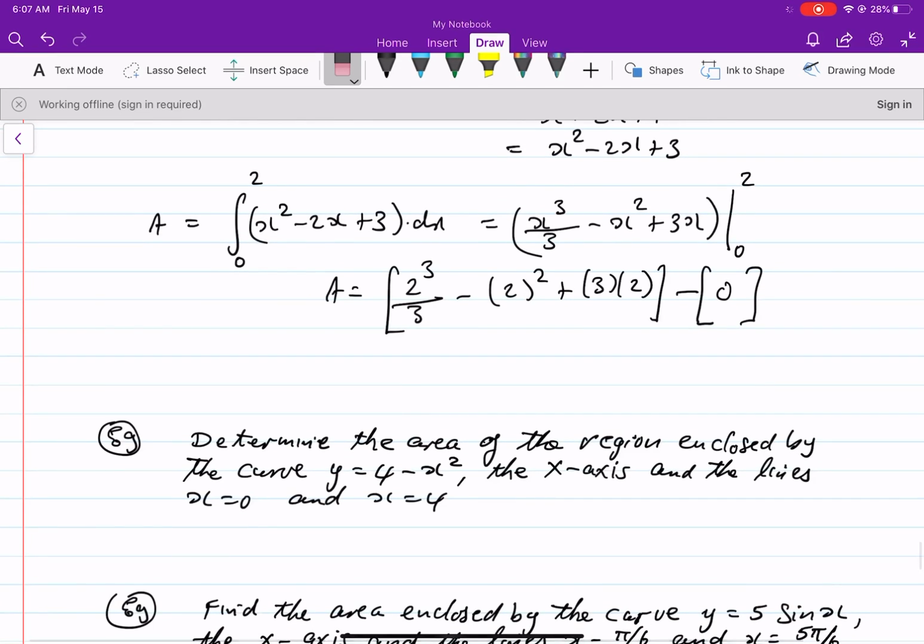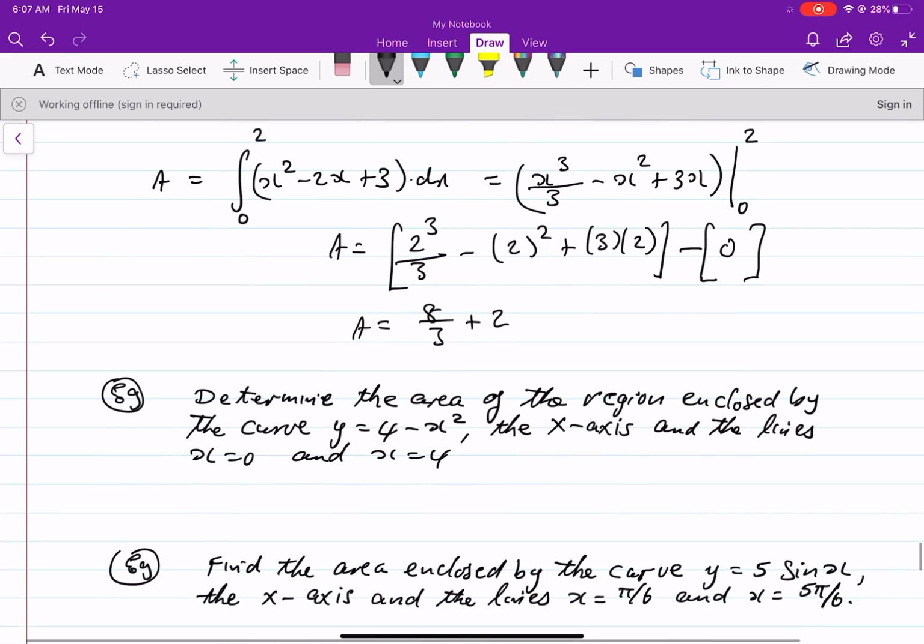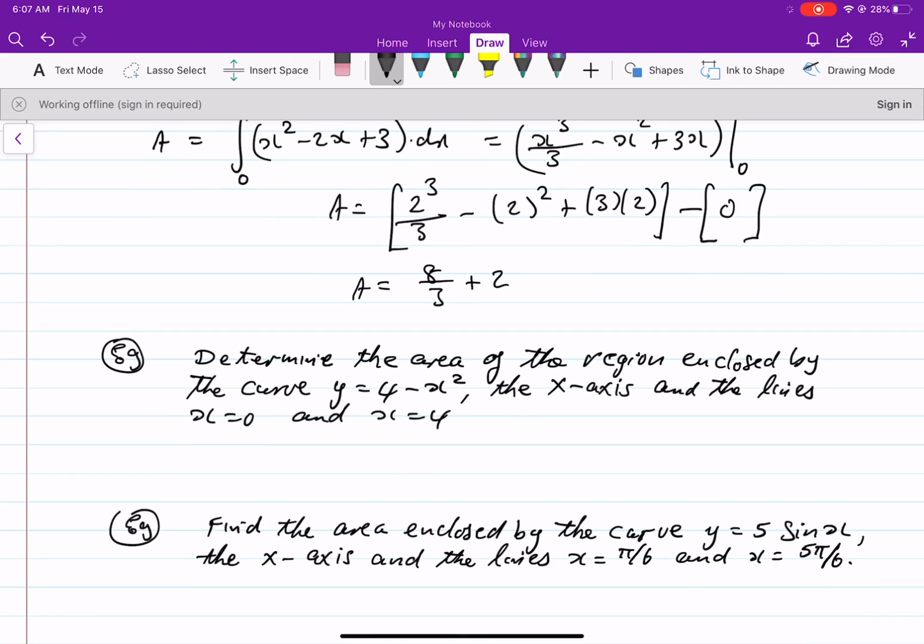Okay, so let's see what I'll get. Minus 2 squared is 4. This is 8/3. And this is minus 4 plus 6, which is plus 2. 14/3? Yes. 2 is 6/3. 8/3 plus 6/3 is 14/3.